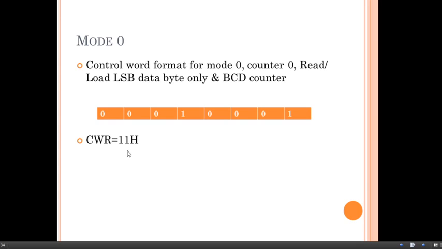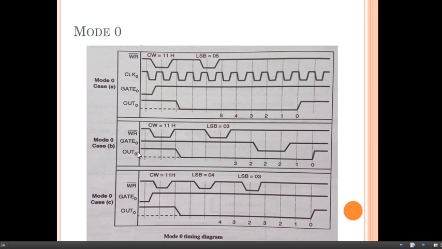So for mode 0 with counter 0, read load LSB data byte first and BCD counter, our control word register value will be 11H. Now we'll see the details by using this timing diagram for mode 0. There are 3 different cases for mode 0. First we'll see the simple case, or it is also called normal operation.